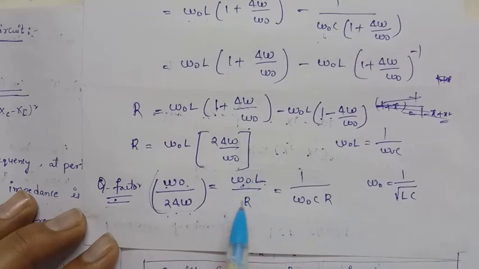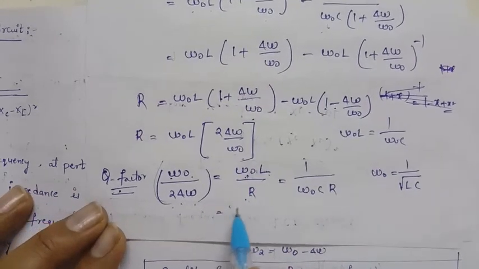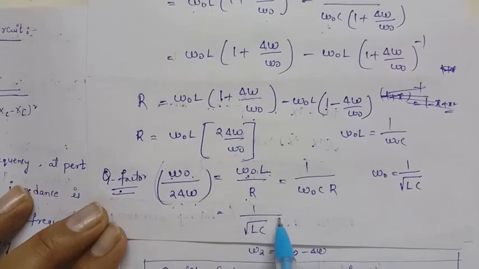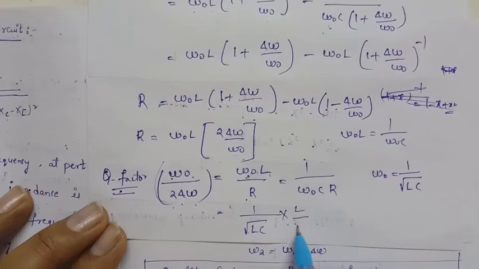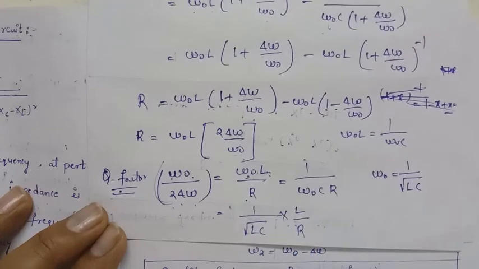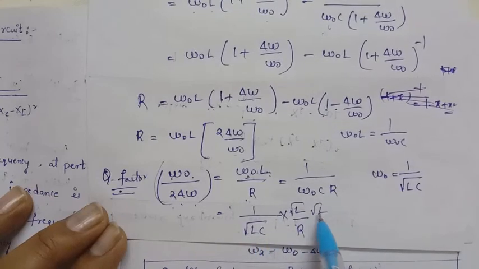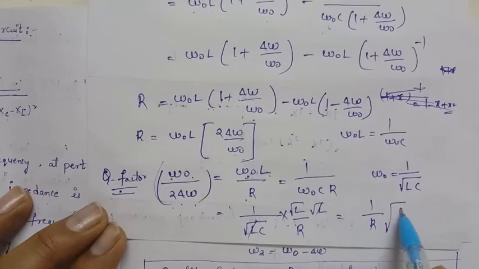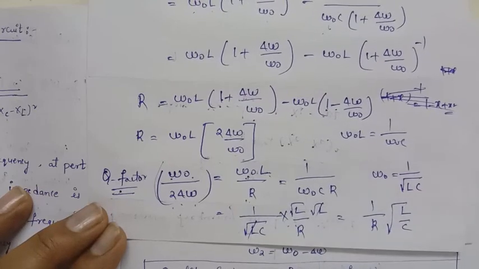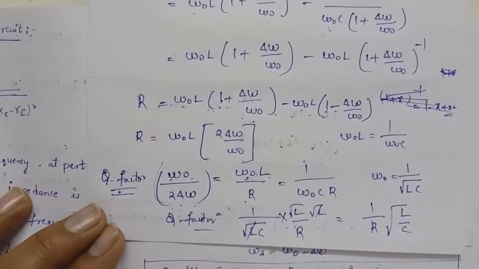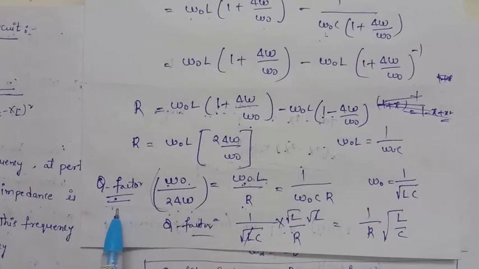Omega naught is equal to 1 by root of LC, into L by R. This can be written as root L into root L, so one root L gets cancelled. Automatically we get 1 by R under root of L by C. So this is the quality factor, and the quality factor depends upon L, C, and R.